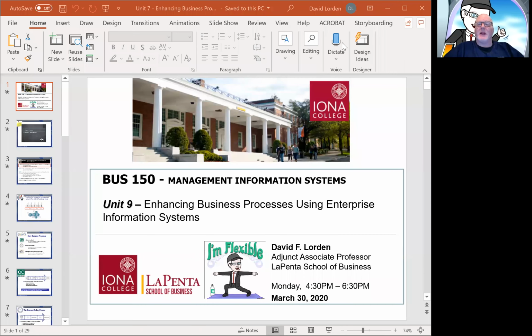This lecture this week is about enhancing business processes using enterprise information systems. Enterprise information systems are really the systems that drive the core enterprise. They align with all of the core business processes, which we'll be going through today. It's been a pretty dramatic development within the industry over the last 15 to 20 years that most companies have spent a lot of time and a lot of money and a lot of effort integrating these enterprise information systems.